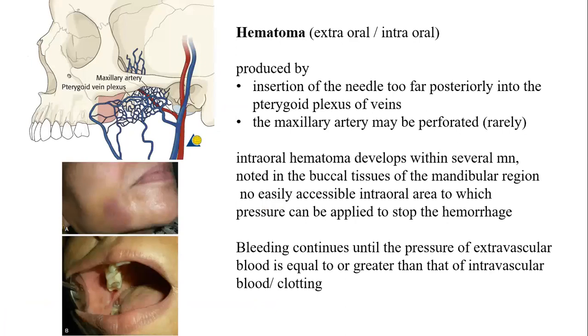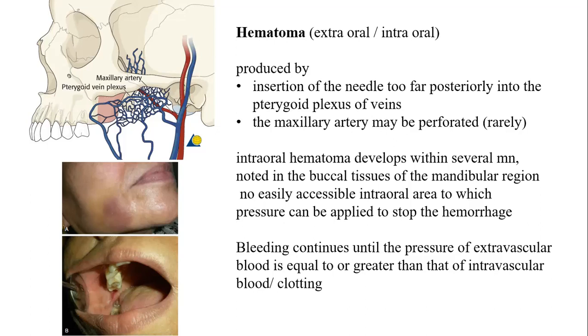The most common complication you can anticipate is hematoma. It can be extraoral or intraoral. It is usually produced due to insertion of the needle too far posteriorly into the pterygoid plexus of veins, or sometimes the maxillary artery is perforated. Intraoral hematoma develops within several minutes, noted in the buccal tissue. There is no easily accessible intraoral area to which pressure can be applied to stop the hemorrhage.